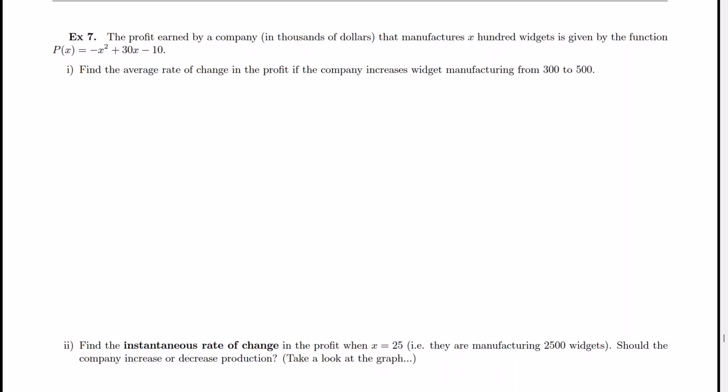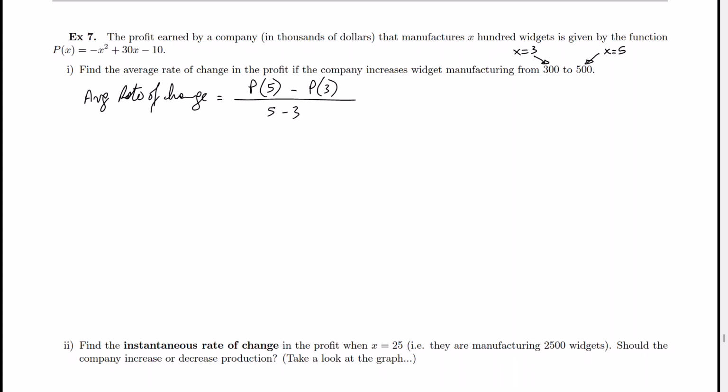We begin with the first one. It says find the average rate of change in the profit if the company increases the widget manufacturing from 300 to 500. So I'm looking for the average rate of change. And as usual, I'm going to write the formula not using algebra notation, but using calculus notation. Remember, x is in hundreds of widgets, so for the first one x will be 3, and for the second one x will be 5. So we'll start with p of 5 minus p of 3, and we'll divide by 5 minus 3.